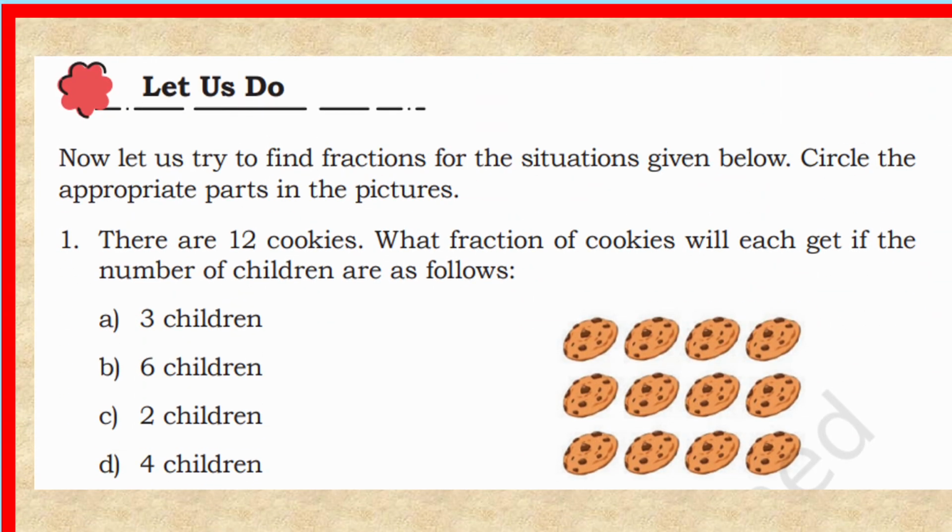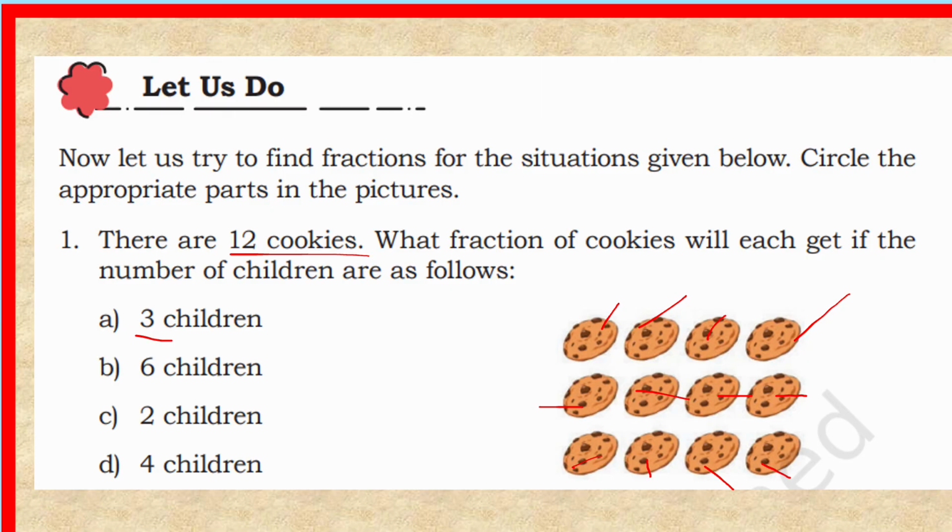Let us do. Now let us try to find fractions for the situations given below. Circle the appropriate parts in the pictures. So we have to find the appropriate fractions. See first one, there are 12 cookies. See this picture, how many cookies are there? 12. See 1, 2, 3, 4, 5, 6, 7, 8, 9, 10, 11, 12. There are 12 cookies. What fraction of cookies will each get if the number of children are as follows? We have given some options.